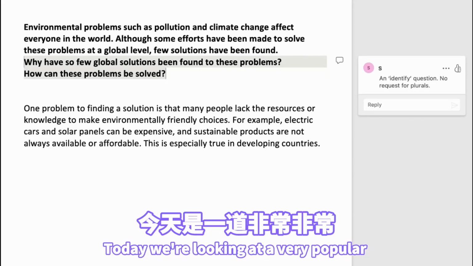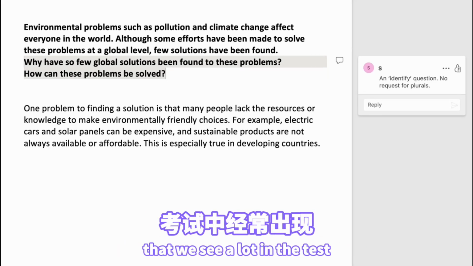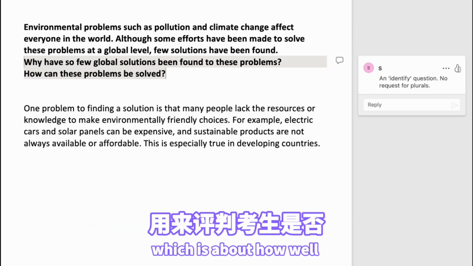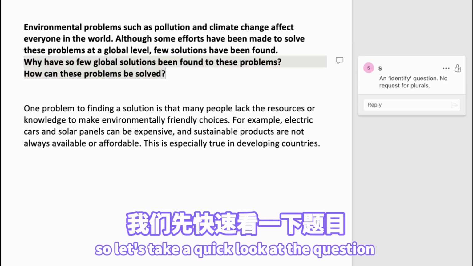Today we're looking at a very, very popular and common IELTS essay question that we see a lot in the test. And we're going to focus today on task response, which is about how well the question has been answered. So let's take a quick look at the question.